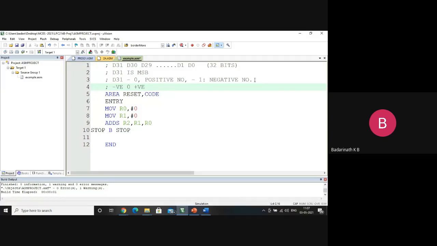So whenever you want to write programs on signed numbers, you should consider that I'll always be using D31 to represent the sign of a number, whether it's negative or positive. Am I audible?